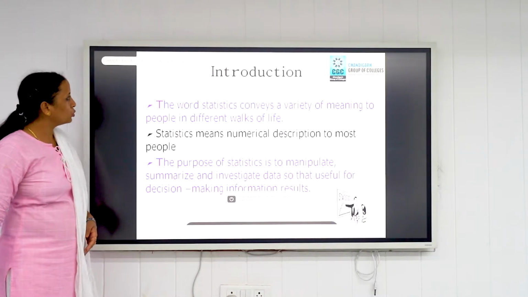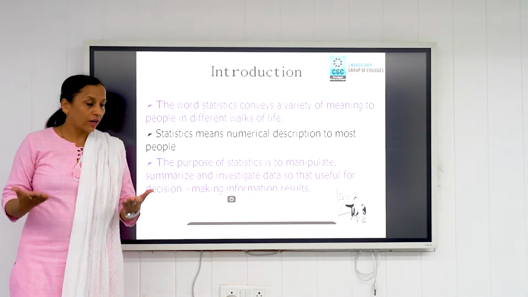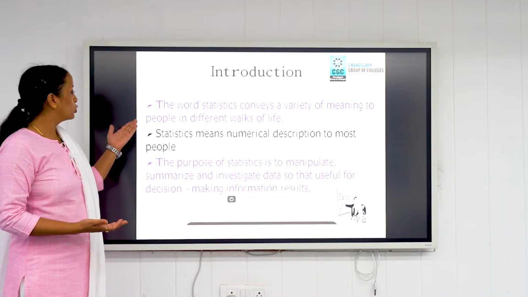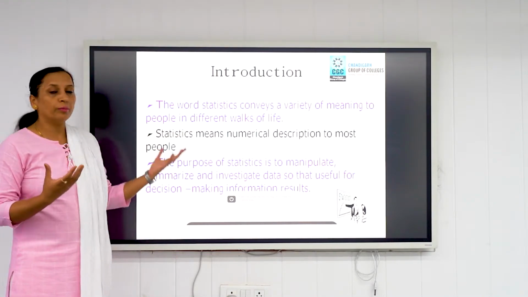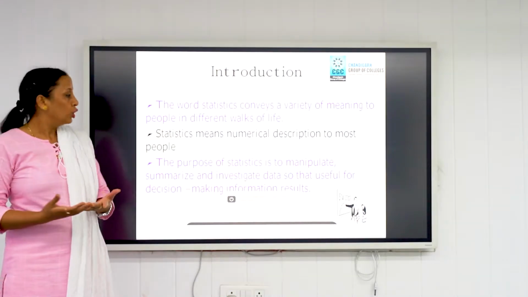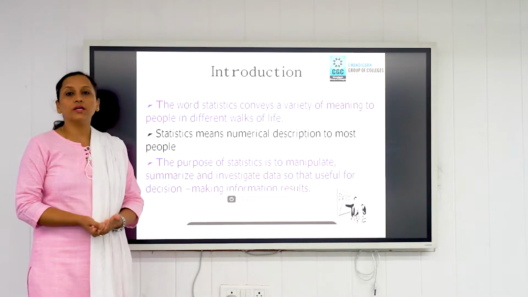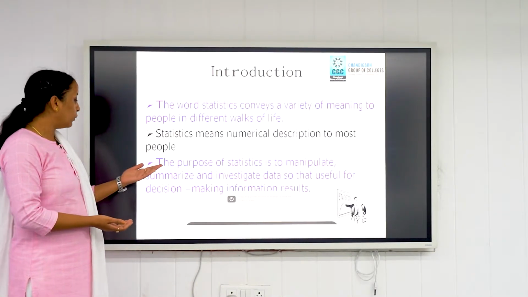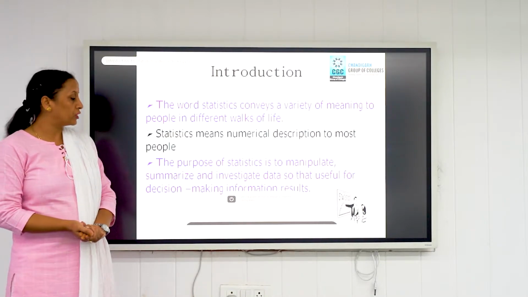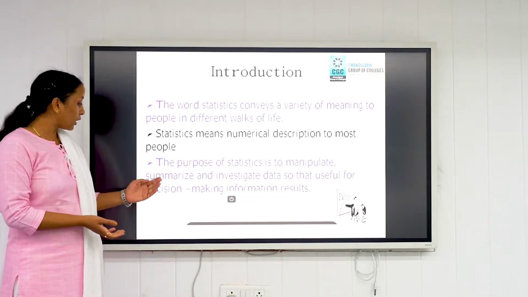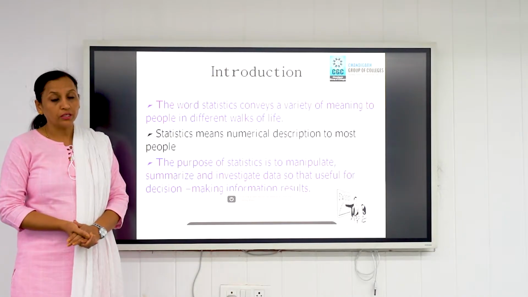Introduction to Statistics. The word statistics conveys a variety of meanings to people in different walks of life. To most people, statistics means numerical description. The purpose of statistics is to manipulate, summarize, and investigate data so that useful information can be obtained for decision making.